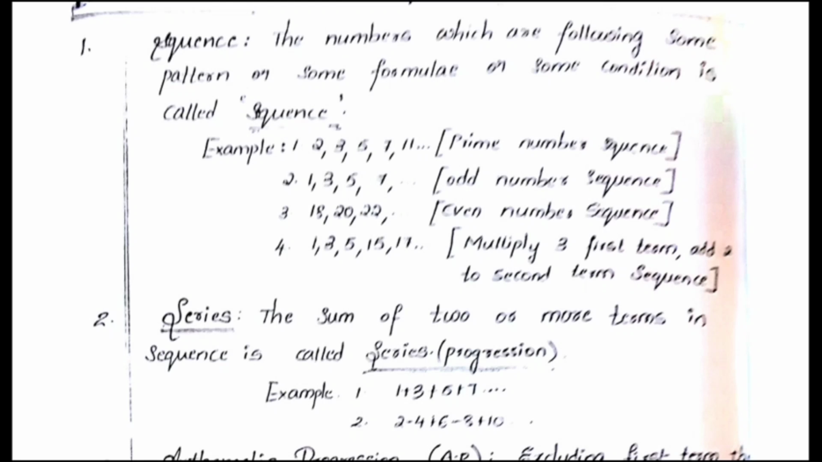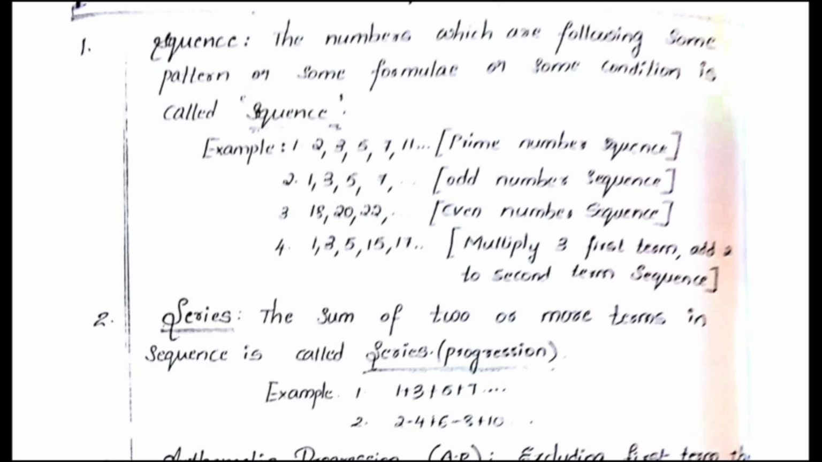1, 3, 5, 7, 9, 11 and so on. These are the odd number sequence. Next, 18, 20, 22, 24 and so on. These are the even number sequence. Then 1, 3, 5, 15, 17. These are the sequence where the first term is multiplied by 3 and then 2 is added to get the next term. Means we are multiplying by 3 and adding 2.